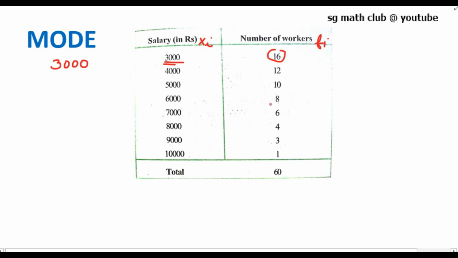Actually, the meaning of this table is 3000 is repeated 16 times, 4000 is repeated 12 times, 5000 is repeated 10 times, and 10,000 will occur only once in this data. So since the score 3000 is repeated most often, 16 times, mode for this frequency distribution is 3000. So in this video we have studied how to find arithmetic mean for a grouped as well as ungrouped distribution, and we found out how to find median when number of observations is even and odd, as well as how to find mode when the distribution is grouped as well as ungrouped.